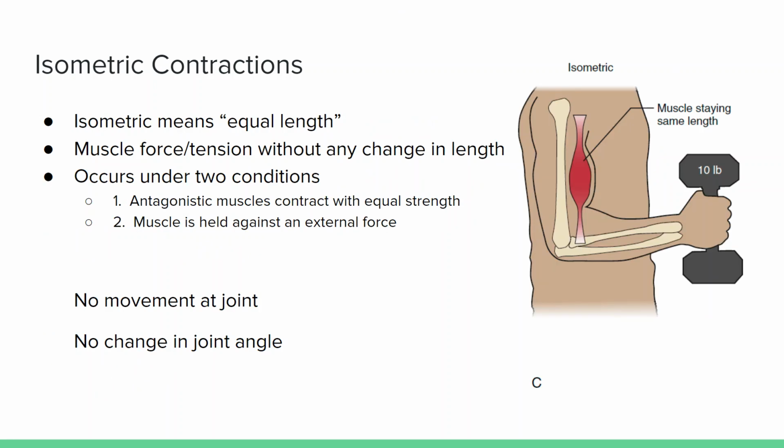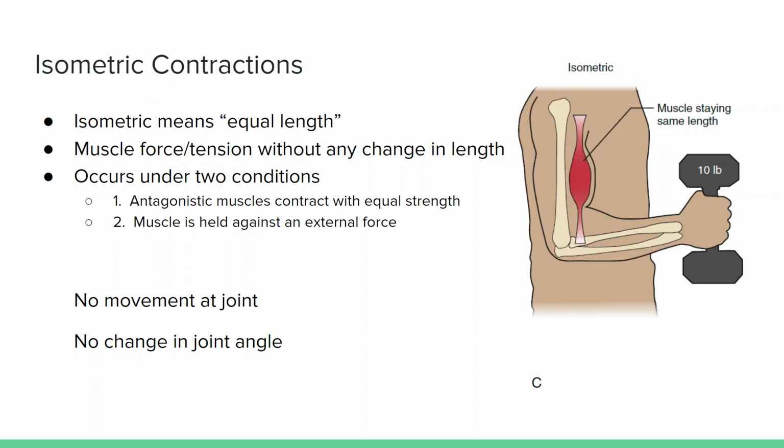Isometrics are when there's no movement at the joint and no change in joint angle. So iso means equal length, isometric. Iso means equal and metric is length. Muscle force and tension occur, but there's no change in length.